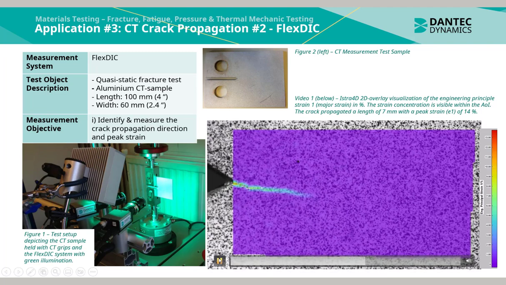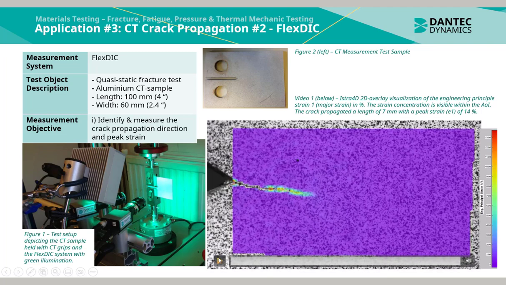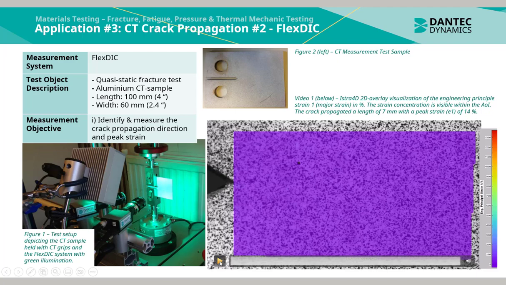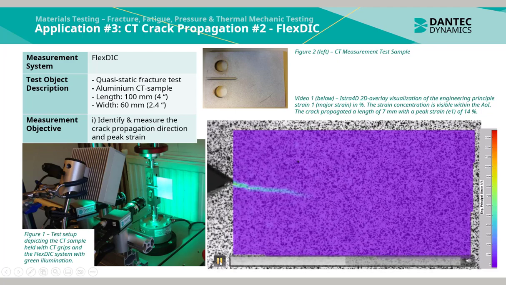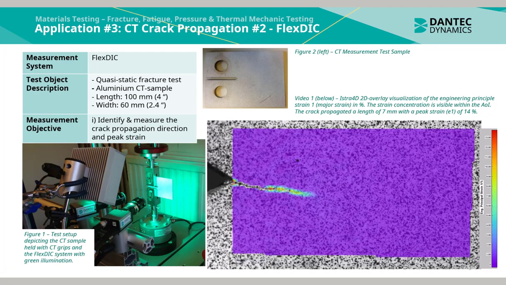In video 1 below, the ISTA-40 2D overlay visualization of the engineering principal strain, major strain in percent, can be seen. The strain concentration is visible within the area of interest. The crack propagated a length of 7 mm with a peak strain of 14%.